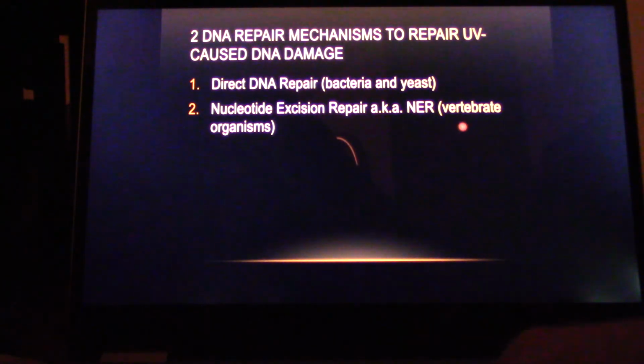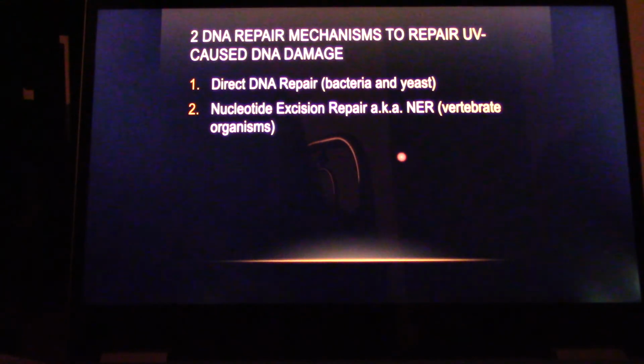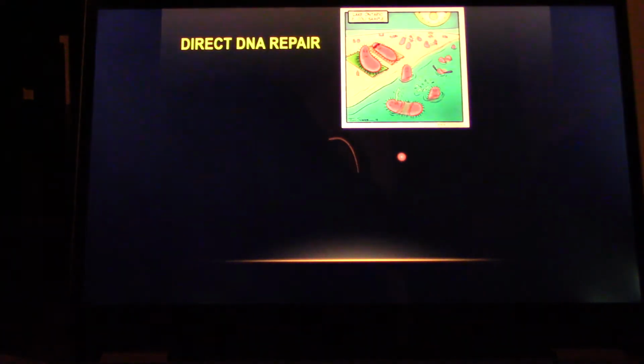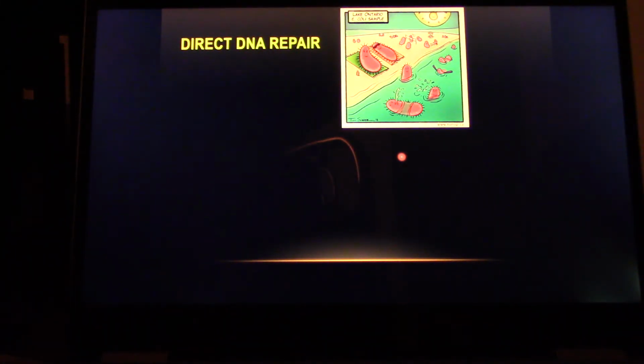NER. And this is what we find in vertebrate organisms. You can also find it in prokaryotes. So direct DNA repair is shown here. So I've got some lovely E. coli on the beach, and believe you me, they're on the beach too when you are, and they're in the water and they're just enjoying the sun. But the thing is that they get some UV damage.